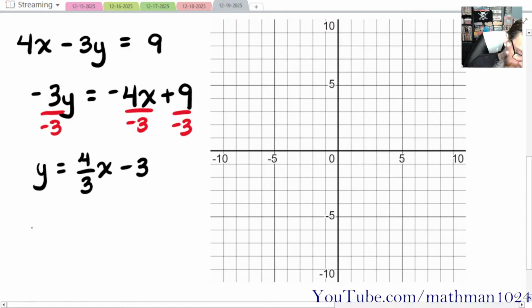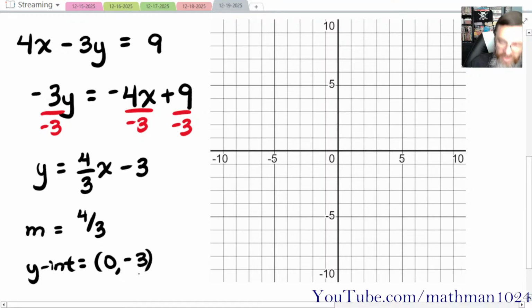So in this form, we can pick off the slope because that's going to be the coefficient of x. So that's 4/3. And then my y-intercept is going to be the ordered pair 0, negative 3. Again, the y-intercept is a point, and you must give the point as an ordered pair. So now that we have our information, we're going to use this to graph our line. So 0, negative 3 is going to be down here. So 0, negative 3. And then we use our slope.